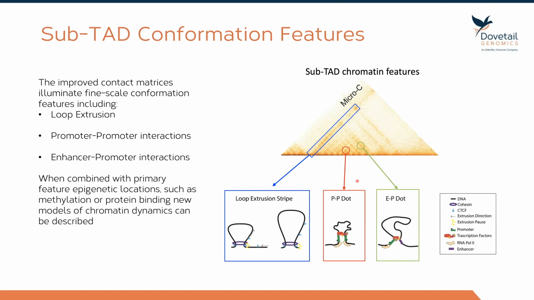And as we move closer in, we can start seeing promoter-promoter interactions, where here are your two promoters, transcription factors mediating some of those interactions, and then Pol II doing its job. And then enhancer-promoter dots, where you have your enhancer and transcription factor interactions with your promoter of interest, and then you see the Pol II kicking off transcription there.